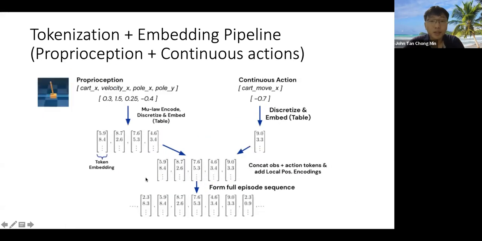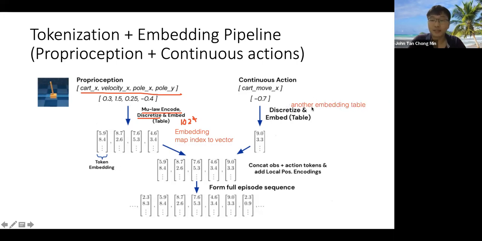For proprioception and continuous actions, it is a very similar process. The main thing is that instead of processing it like a vision transformer, we first need to use some form of proprioception encoding. Over here, they use the mu law encoding. I don't have the equation here, but you can look at the paper for it. Basically it discretizes into 1024 bins, and then each bin is passed through an embedding layer again, mapping the index to a vector. This mapping is different from the previous mapping for the discrete action. This is the proprioception embedding. Then for the continuous action, you also have another embedding table.